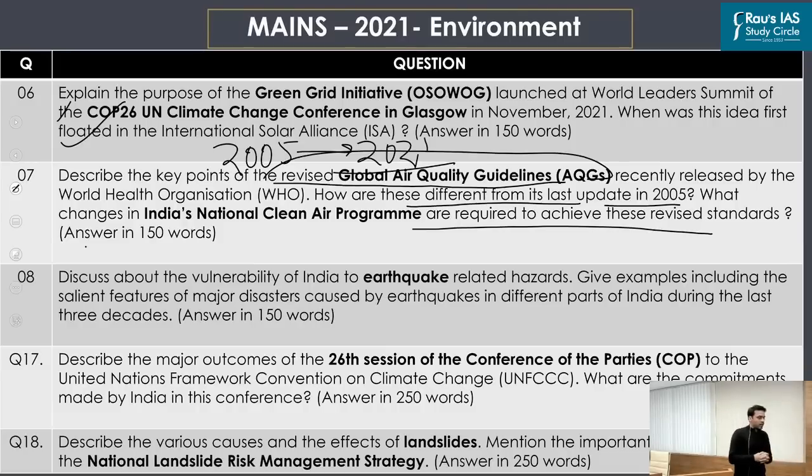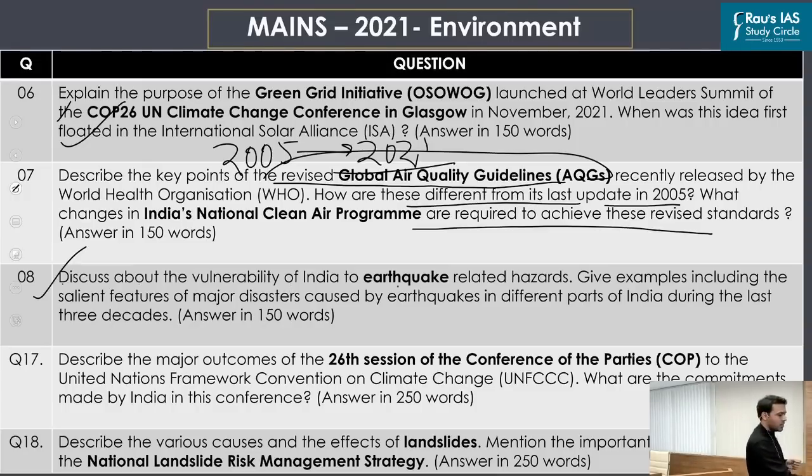Question number 8 was about earthquakes. This is the only question, out of all the 5 questions, which does not have any anchor in current affairs. There was no major earthquake either in 2020 or 2021. But since disaster is a part of the syllabus, this does not need any current anchor. The question was pretty straightforward.